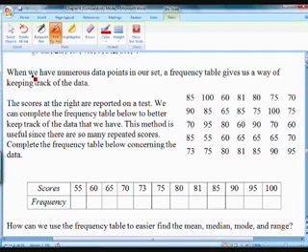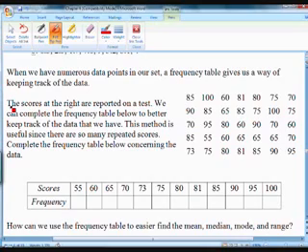It says when we have numerous data points in our set, a frequency table gives us a way of keeping track of the data. Let me explain something before I show you how to do this, though. Unless you have lots of the same numbers, frequency tables are pointless. But if you look through here, notice we have several hundreds, several 70s, several 80s, 90s. These are test scores, I believe. It says, yeah, the scores at the right are reported on a test.